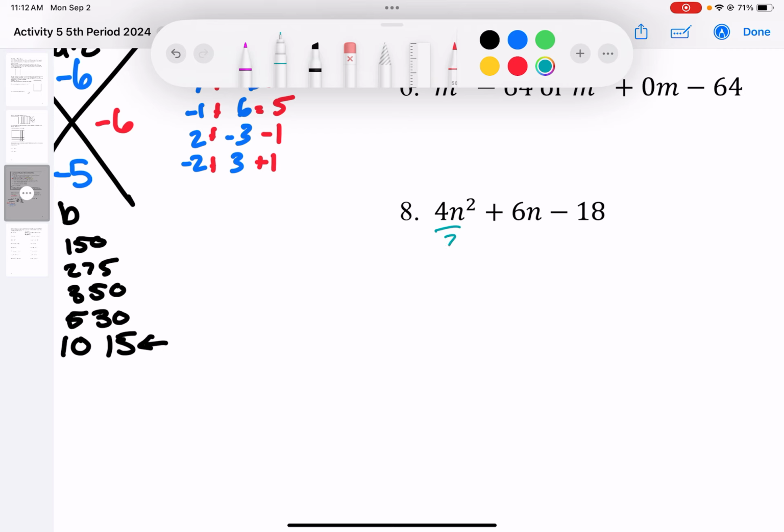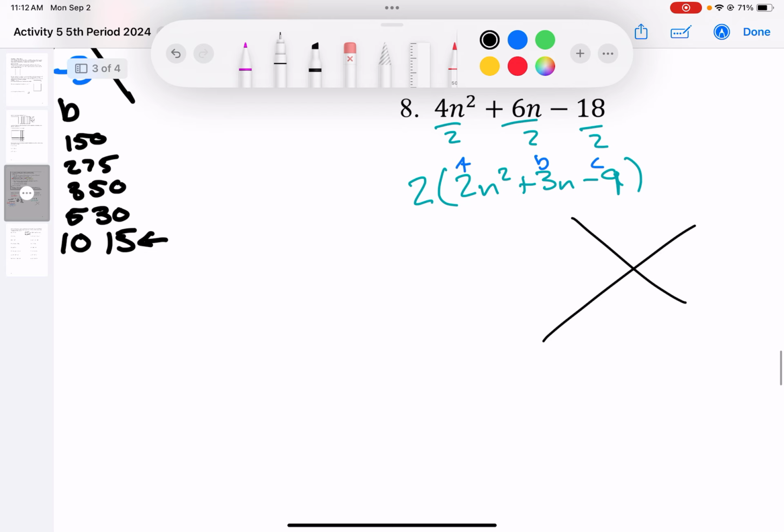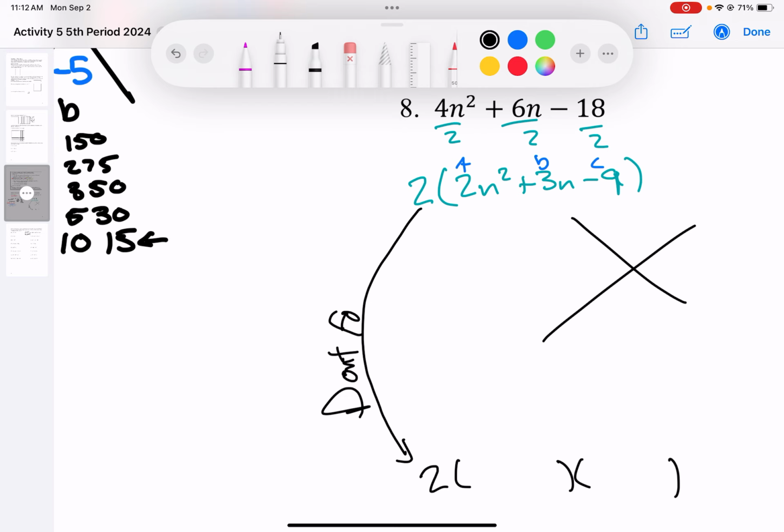So in this case, we can divide all of these numbers by 2. So I have a 2 now here on the outside, leaves me a 2n squared plus 3n minus 9. And then these are the numbers I'm going to use for my A, B, and C values when I factor. Okay. Can't forget about this too. It is going to be part of my answer. So don't forget this. That's a big deal.